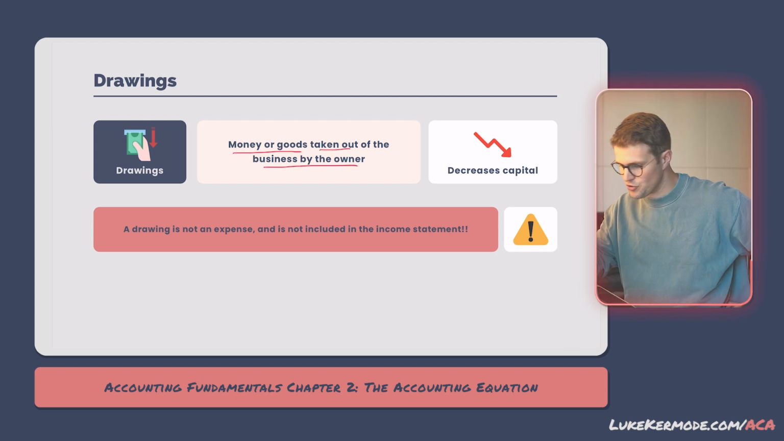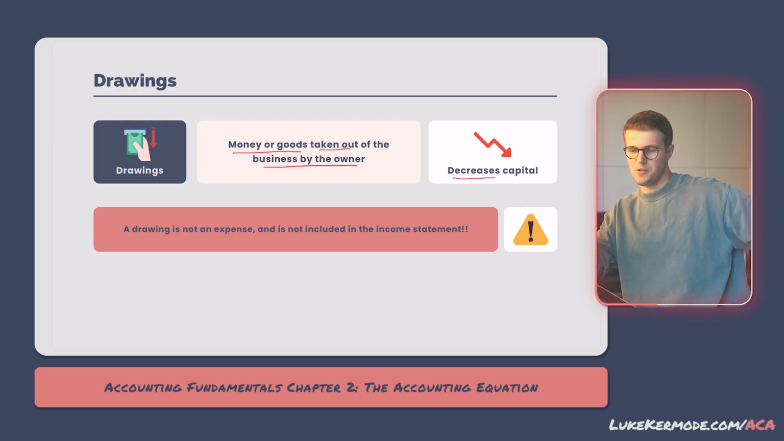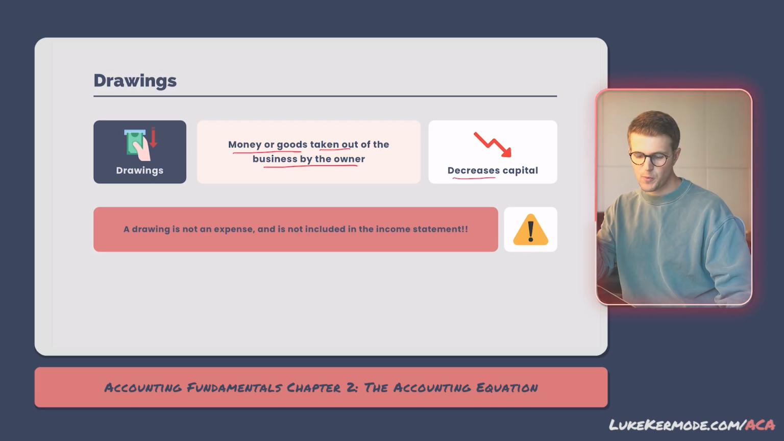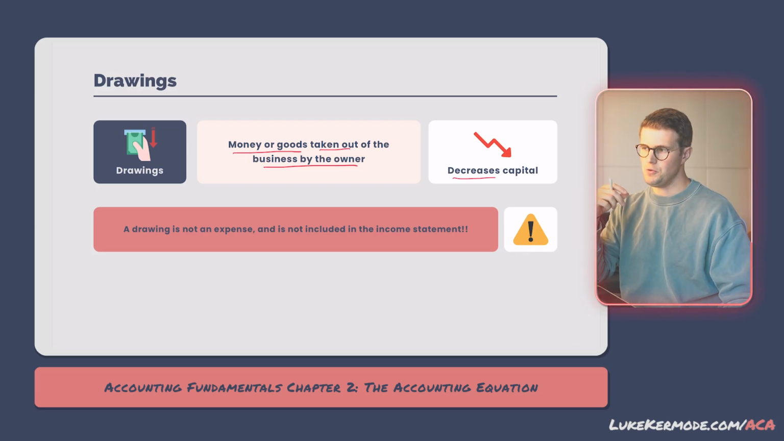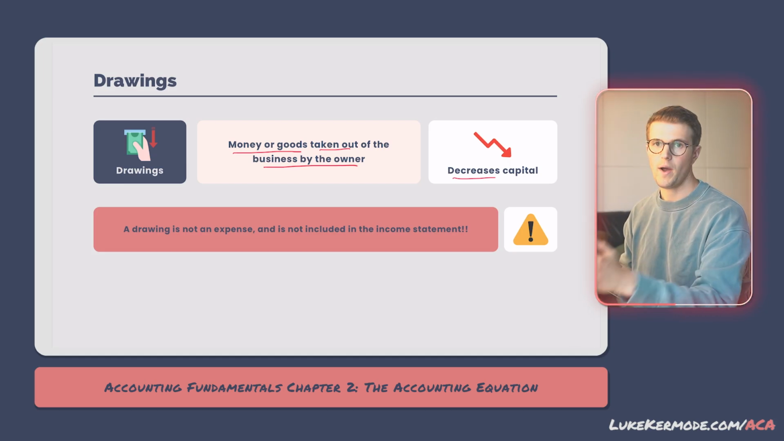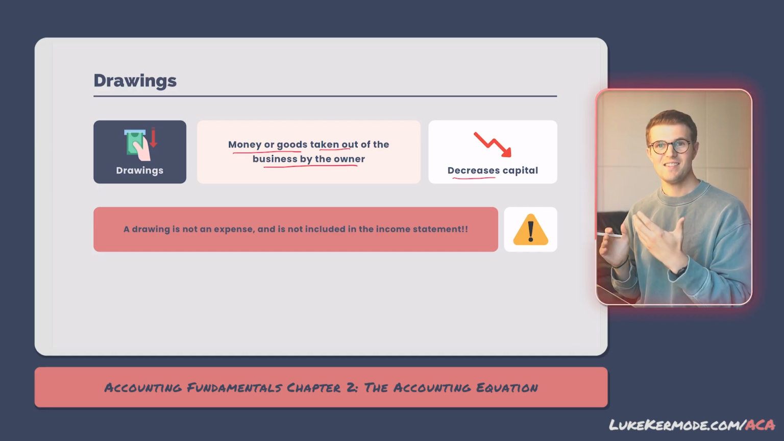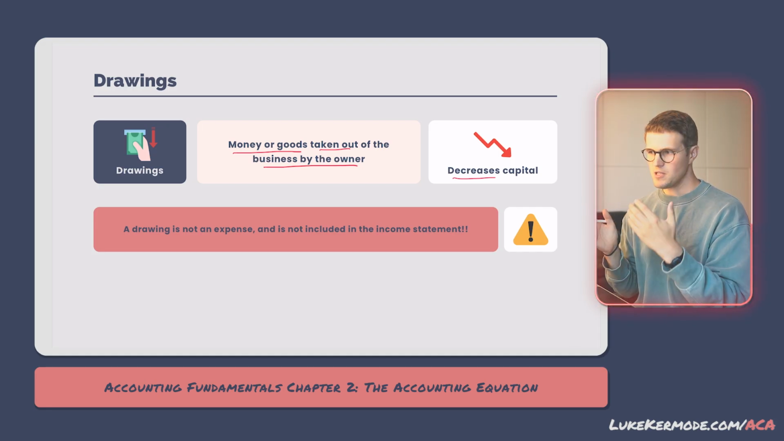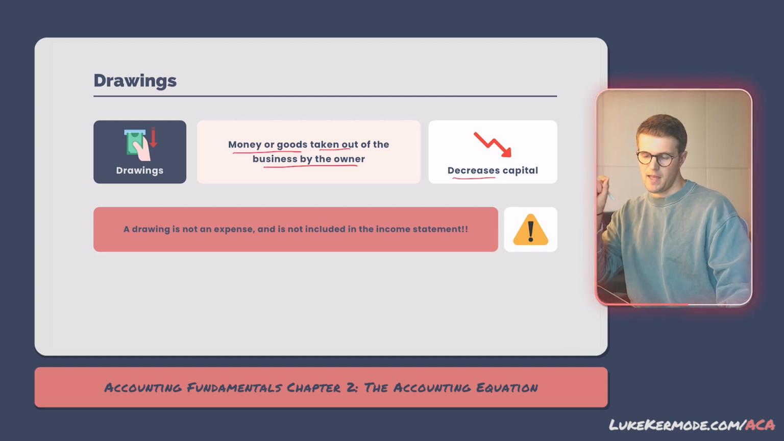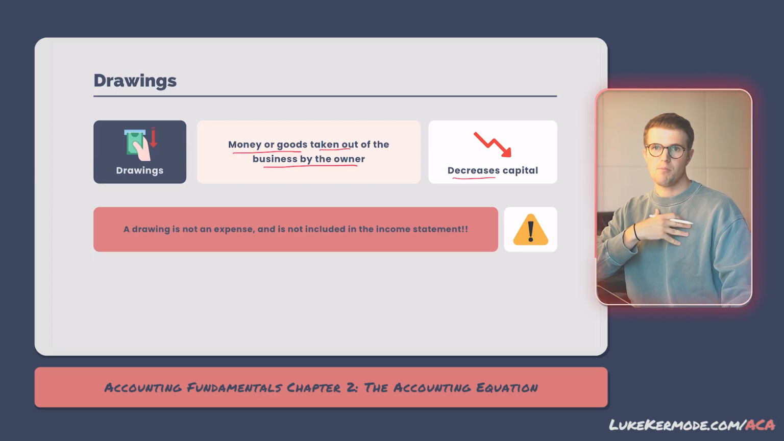So importantly, these drawings will reduce the business's capital because they're representing the owner taking value out of the business. But here's where candidates often get confused. Drawings are not the same as the owner paying themselves a wage or a salary. Wages and salaries are treated as expenses in the accounts. They're payments made to the employees in return for work being done. These expenses will appear in the profit and loss account as an expense and reduce profit.